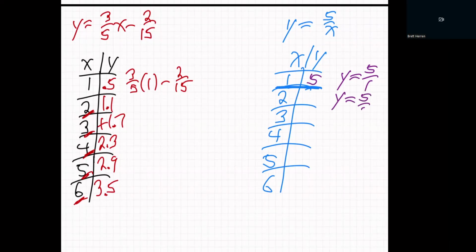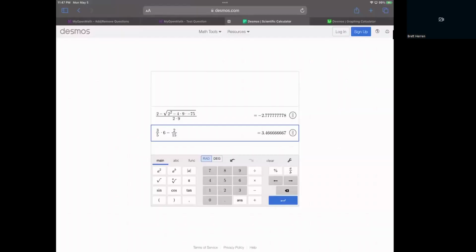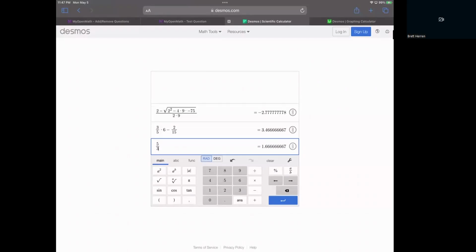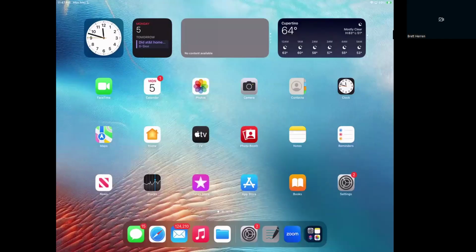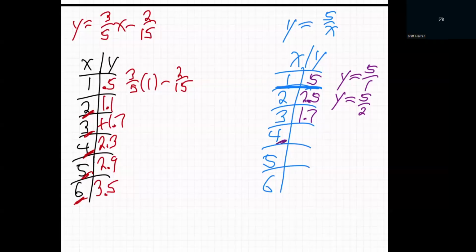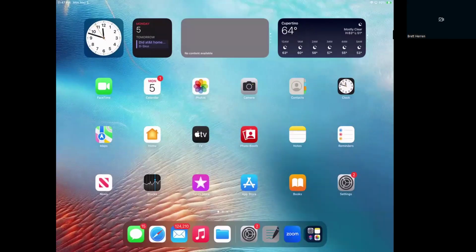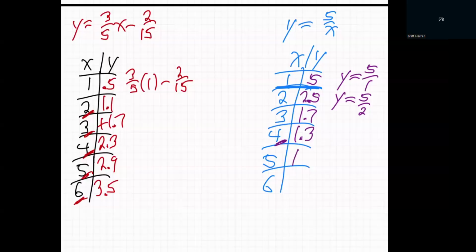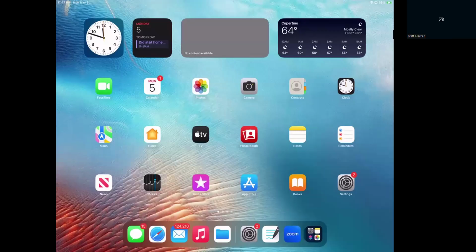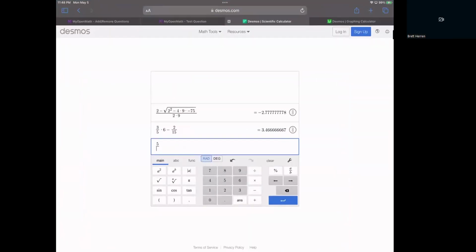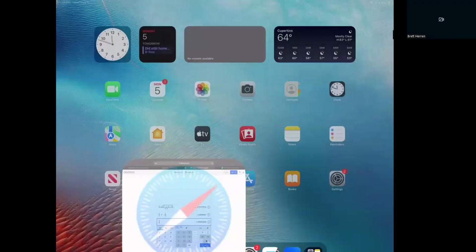y equals 5 over 2. Half of 5, 2.5. 5 over 3, you can just go to Desmos. It's 1.7. Now plug in 4. 5 over 4 is 1.25, let's call it 1.3. 5 over 5 is 1. The last one here, 5 over 6, is 0.8.